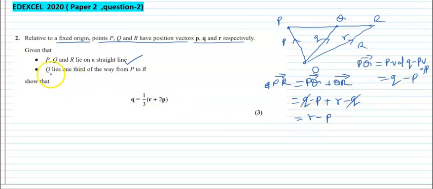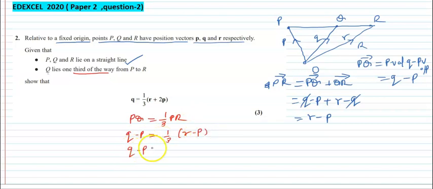And it is given here, we need to show that Q lies a third of the way from P to R. That's the second line. So if we are considering the second point, Q lies a third of the way from P to R, it means they are saying PQ is 1/3 of PR. PQ is Q minus P, 1/3 of PR, which is R minus P.